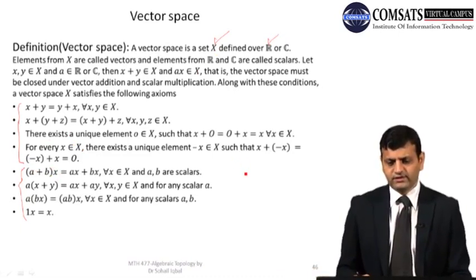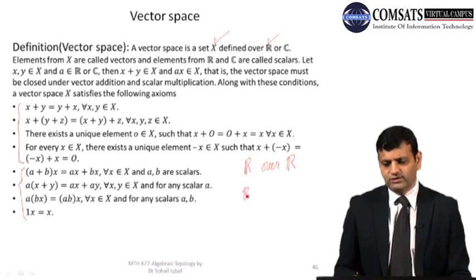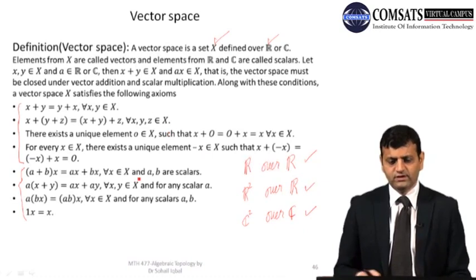There are many examples of vector spaces. For example, R is a vector space over itself, so R over R is a vector space. Similarly, R2 over R is a vector space. Similarly, C2 over C is a vector space. This is an exercise for you to check that these examples satisfy the axioms of the vector space.